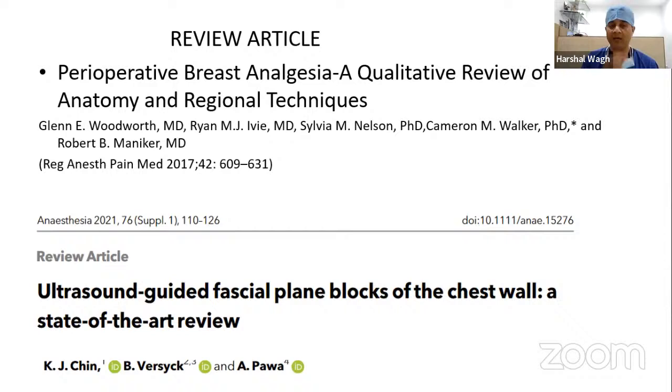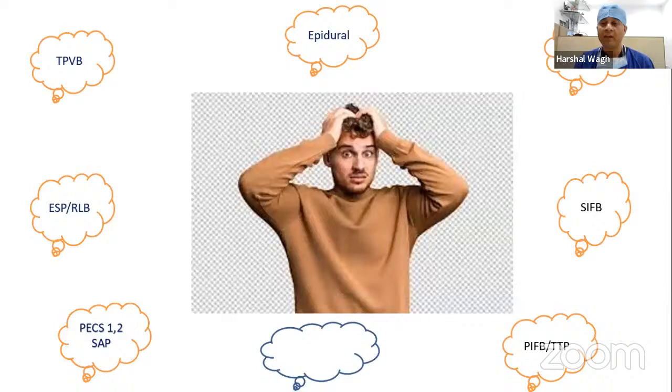Similar is this relatively recent 2021 article in Anaesthesia about ultrasound-guided fascial plane blocks of the chest wall by KJ Chin et al. I think these both are great reads in understanding the anatomy and putting local anesthetic in those fascial planes. When you actually talk about fascial plane blocks, be it thoracic or abdominal, there are so many blocks available now. And I think everybody has put some sort of local anesthetic in some sort of fascial plane above or below some muscle that is already there within a few centimeters of each other.